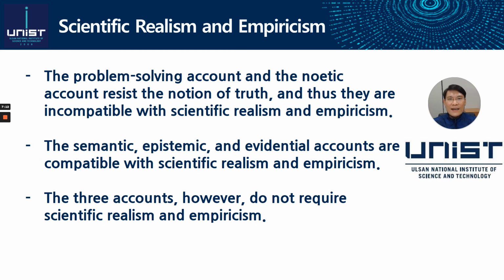Let me now explore how the 5 rival accounts of scientific progress relate to scientific realism and empiricism. Scientific realism and empiricism assert, respectively, that a theory is true and empirically adequate. The problem-solving and noetic accounts resist truth, so they are incompatible with scientific realism and empiricism. By contrast, the semantic, epistemic, and evidential accounts are compatible with scientific realism and empiricism. Therefore, proponents of the 3 accounts can embrace scientific realism and empiricism without committing a contradiction. However, if they embrace scientific realism and empiricism, they commit more than their accounts require them to commit. So the principle of economy dictates them not to embrace scientific realism and empiricism.